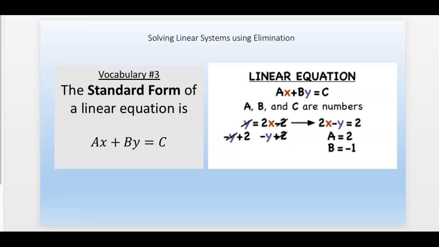The next vocabulary word is standard form, and you've had this before. The standard form of a linear equation looks like this: ax plus by equals c. We use standard form when we use elimination to solve a system of linear equations, because it's easy to line them up that way, one on top of the other, so that the variables line up.